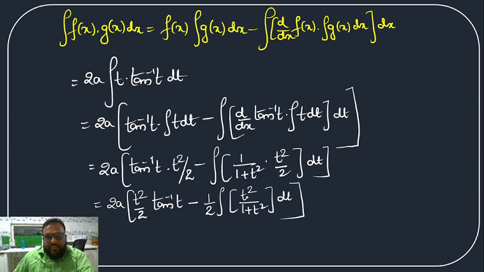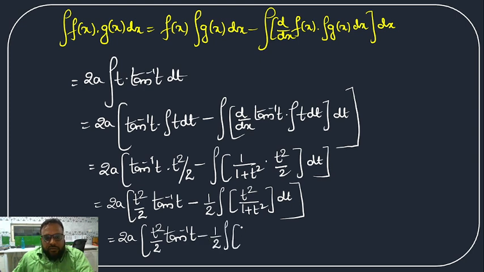Here also I will do one adjustment. This t square, I will add and subtract 1 in the numerator. So this becomes 2a into t square by 2 tan inverse t minus 1 by 2 integration of 1 plus t square minus 1 by 1 plus t square dt.